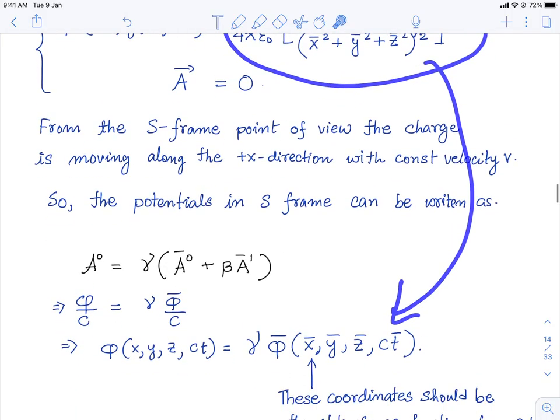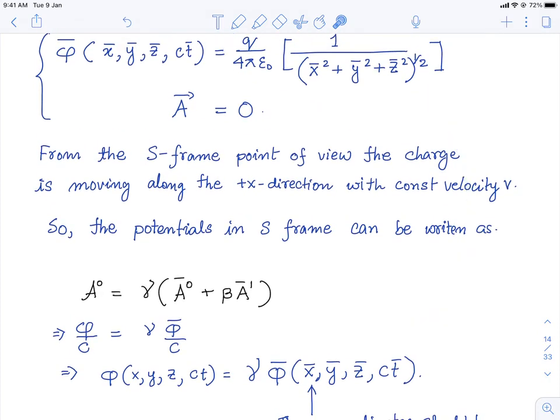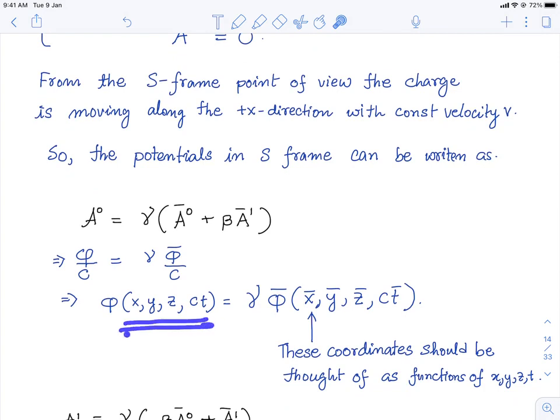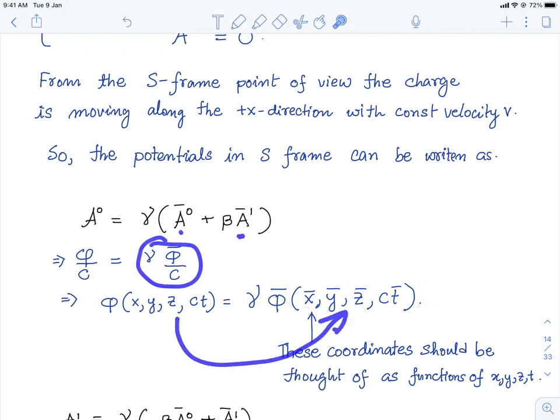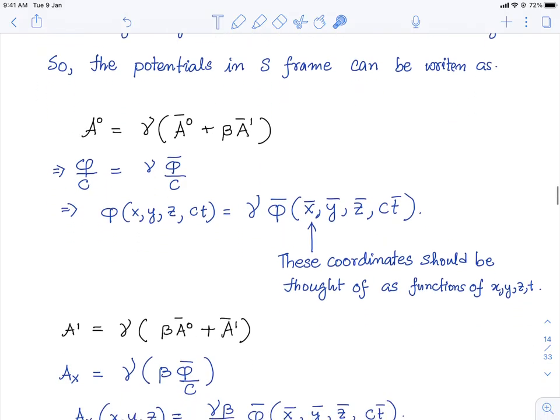But there's a very important point: in the unprimed frame, in the S frame, the coordinates are x, y, z, and t. But in the primed frame, x bar, y bar, z bar, and t bar are the coordinates. So we have to make sure that we not only implement this transformation between potentials, but we also implement a coordinate transformation so as to express this entirely in terms of x, y, z, and t instead of the bar coordinates. I hope this point is clear.